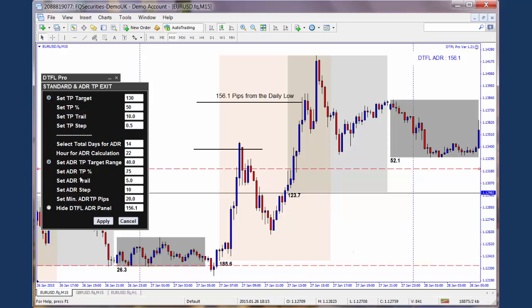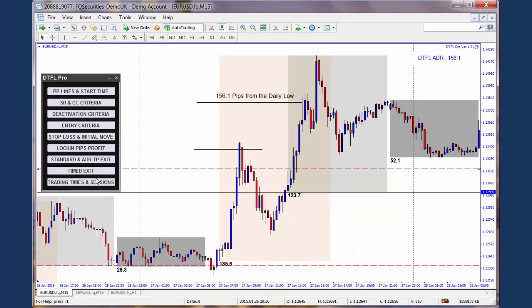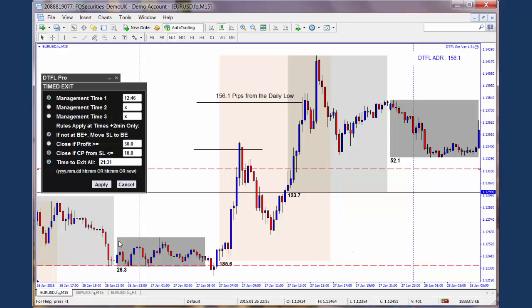They are very powerful features. They can be used very, very cleverly if you think in advance how you want to use them. So that completes the explanation of these standard and ADR take profit screens. The next one I'll be dealing with is timed exits.